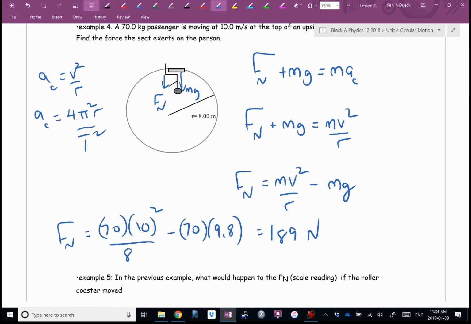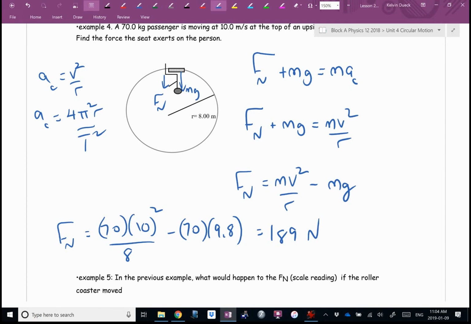So this person feels heavier or lighter? Lighter. This person would feel like they were about to fall out of the coaster because most of you are not used to feeling a lighter normal force. They're not going to fall out of the coaster. They still got 189 newtons to play with. But you would shriek at the top of this. This would be a good thrill ride. You would give a good scream.